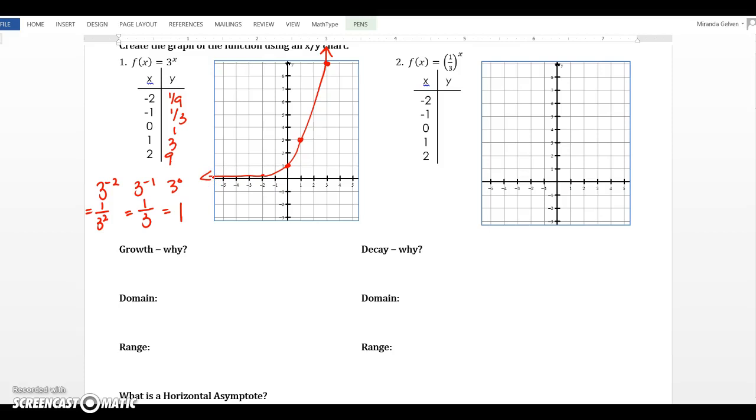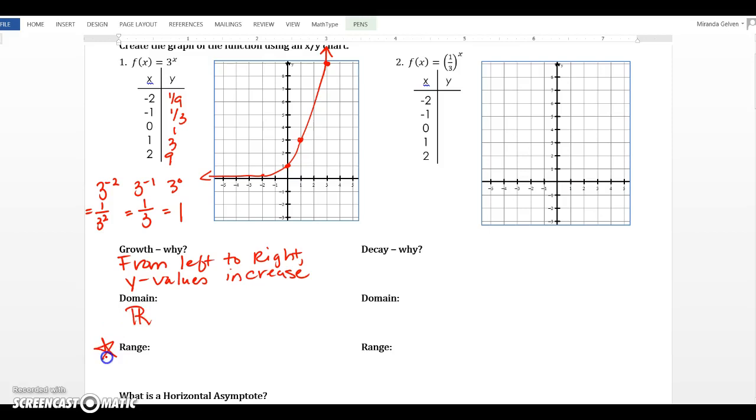Okay. And what we just graphed is called exponential growth. Okay. So growth: from left to right, the y values increase. Okay. So when we talk about the domain of our exponential functions, well, we saw that we could plug in negative, 0, 1. The domain is going to be all real numbers.